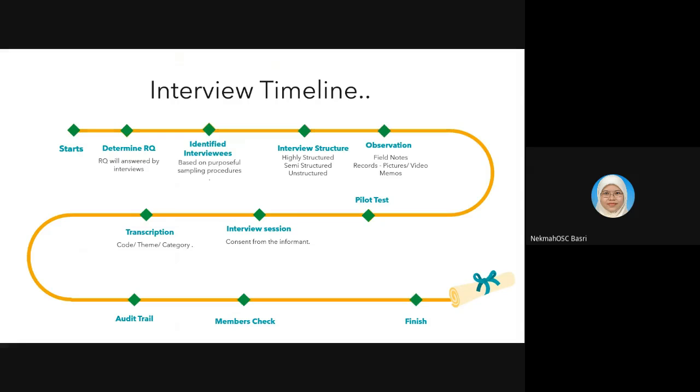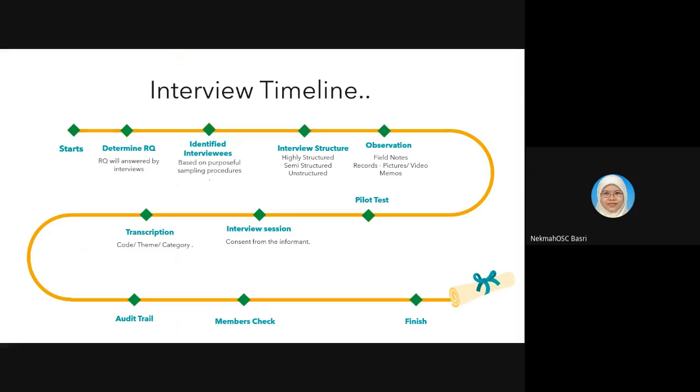And then after that we do a pilot test. And during the interview session, we also need consent from the informant. And then after that, we do a transcription where we build a code, many codes, and then we divide into themes and categories. And then we also do the audit trails and member check.